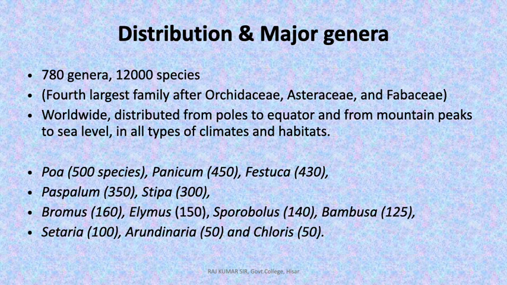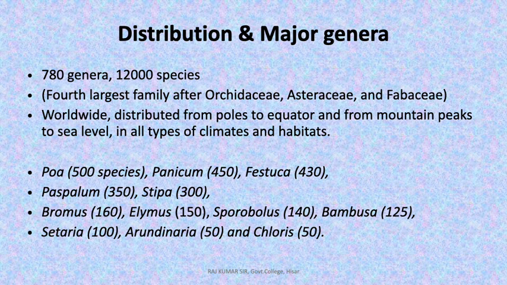As far as distribution and major genera are concerned, this family includes 780 genera and 12,000 species. This is the fourth largest family after Orchidaceae, Asteraceae and Fabaceae. This is worldwide distributed from poles to equator and from mountain peaks to sea level, in all types of climates and habitats.